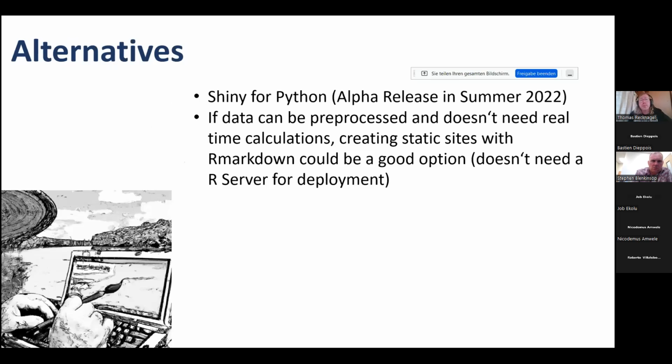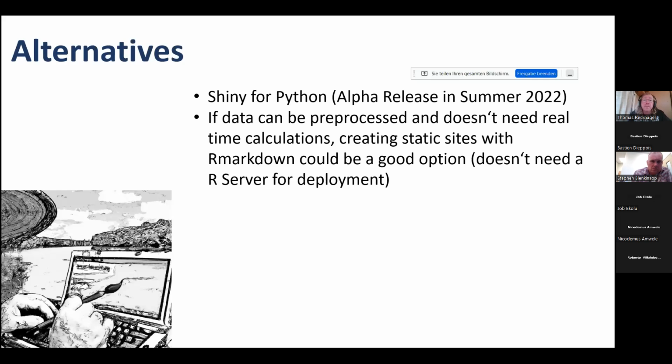And some alternatives. One very interesting development is Shiny for Python. If you are not very familiar with R, if you are more working with Python, there was the alpha release last summer, and I think now there has already been some more development. I already tried it, and it also works fine. So you can use this way of creating web applications now also in Python. Of course, the syntax is a little bit different, but the general approach is similar.